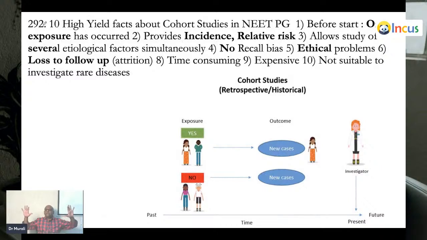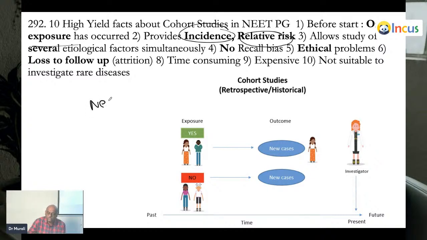Now, 10 high-yield facts frequently asked about the cohort study. You have to be 100% sure about them. Number 1, only exposure has occurred in a cohort study. Outcome has not yet occurred. In a cohort study, you can calculate incidence and relative risk.